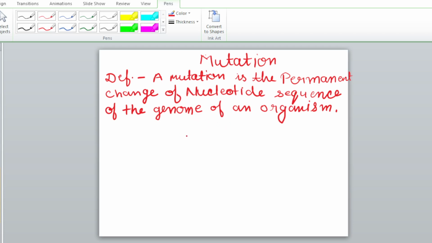That means any change of a gene or DNA which is stable is known as mutation. Based upon the size of mutation, the first type is point mutation.